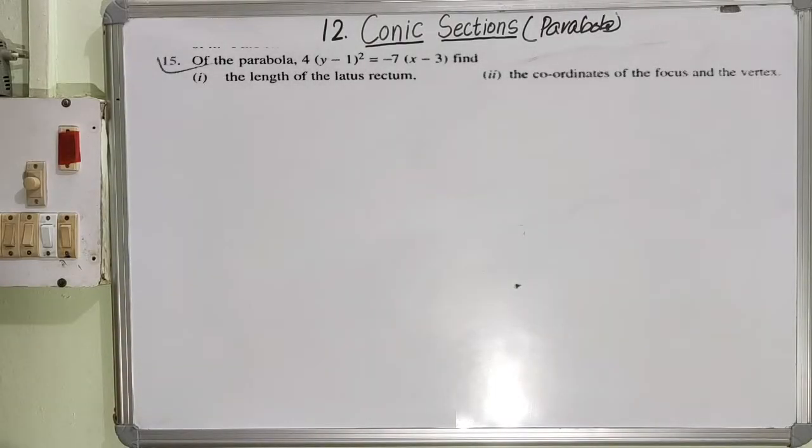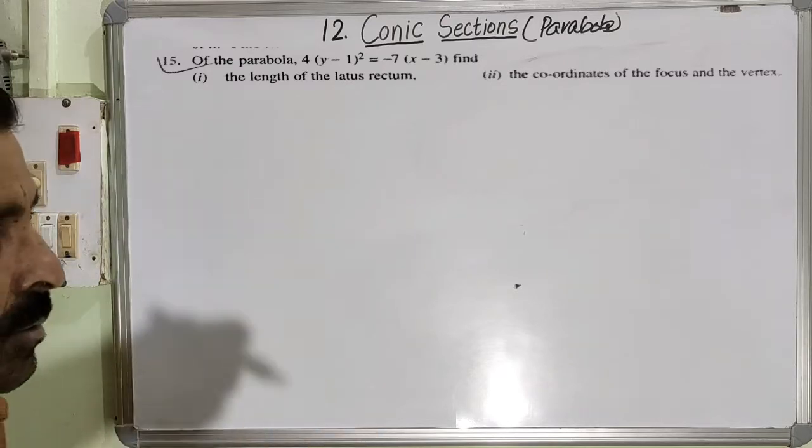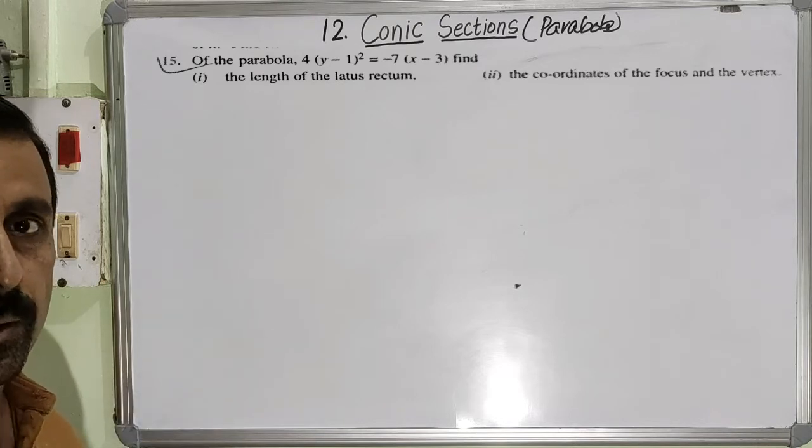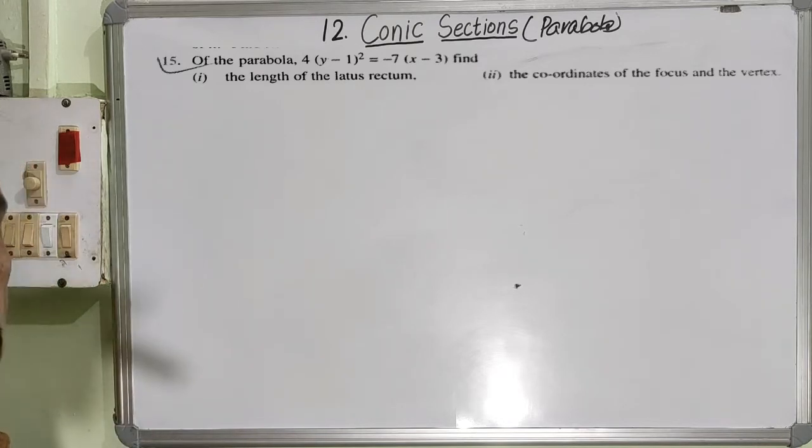Question number 15 is: the parabola 4 times (y minus 1) whole square is equal to minus 7 times (x minus 3). If this is the equation of the parabola, then find the length of the lateral rectum and the coordinates of the focus and the vertex. Here they are asking only 3 things, but we will try to calculate many more things so that you get better practice of how to calculate the different components of a parabola when the vertex is not at the origin and the parabola is in the vertex form.